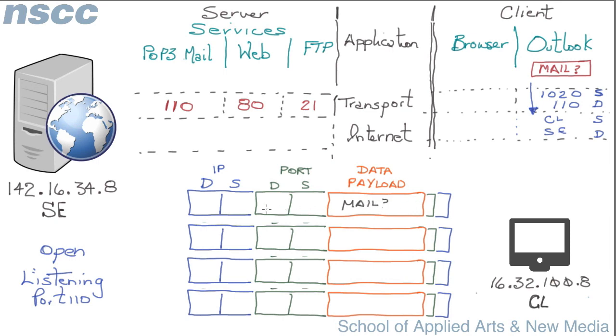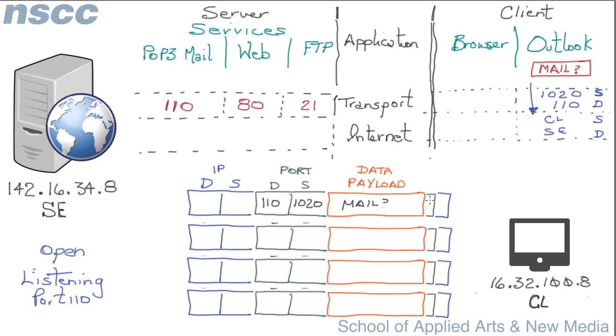And that's going to get encapsulated by some layer 4 information for a destination port. Destination is 110. The source port is 1020. This is just some random port that's assigned. There's no real significance. Next time Outlook makes a mail request, it could use any other port above 1000. However, the destination port is always 110. That's assigned to POP3 mail.